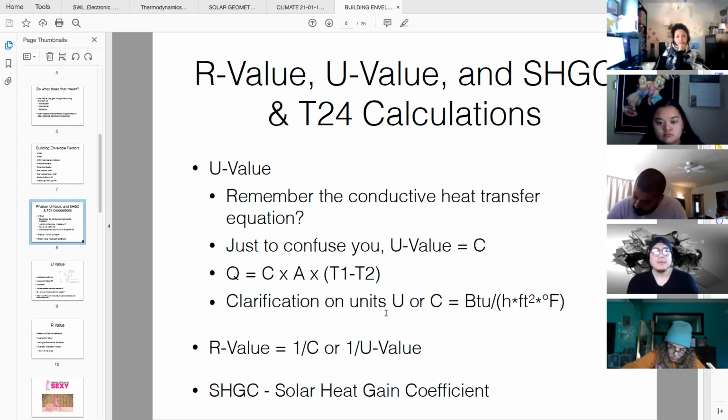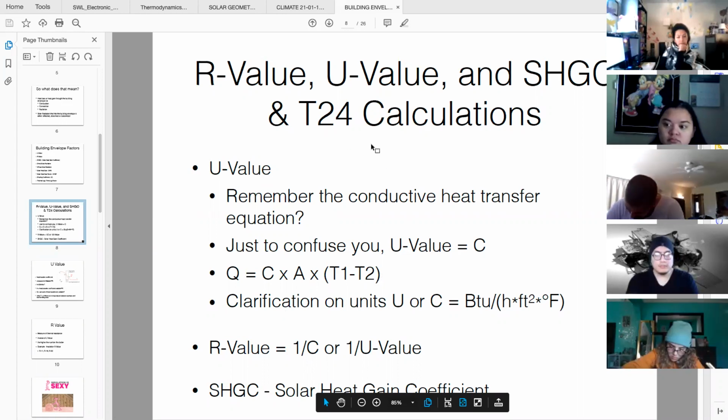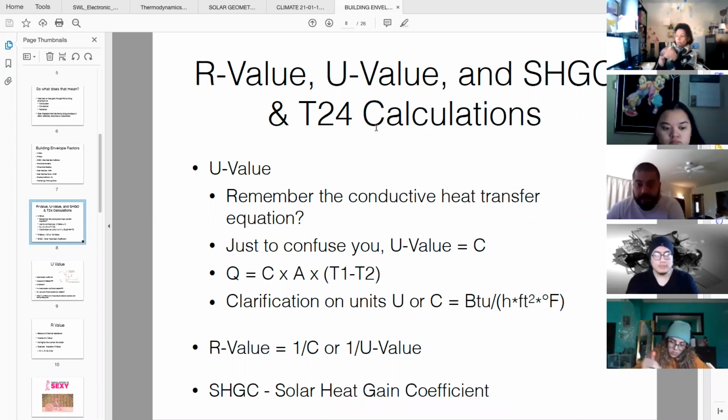Solar heat gain coefficient. These terms, U value, R value, solar heat gain coefficient, these are all factors that are going to affect what we call the Title 24 calculations, which are our energy compliance documents that are performed as part of our building permit set to meet the state energy code requirements.